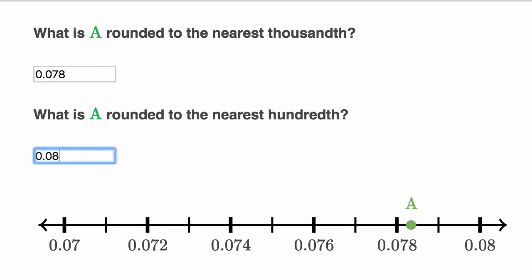0.08. So once again, the whole point of this video is to appreciate when people say round to the nearest whole number, to the nearest 10, to the nearest thousandth, to the nearest hundredth, you can think of it on a number line and just say, well, what is the closest hundredth to it? Or what hundredth is it closest to? Which thousandth is it closest to on the number line?